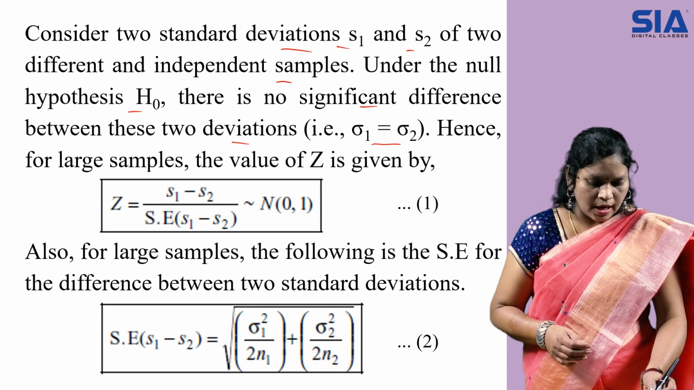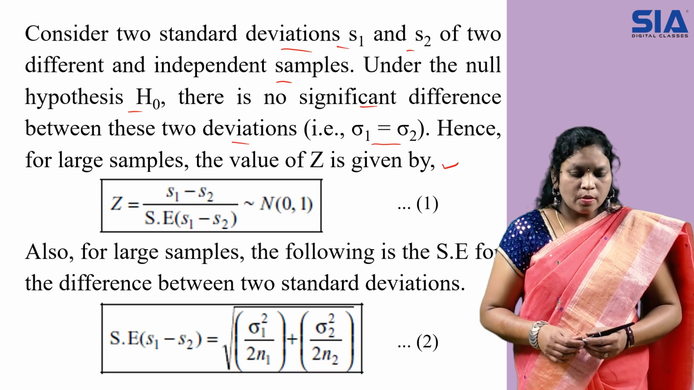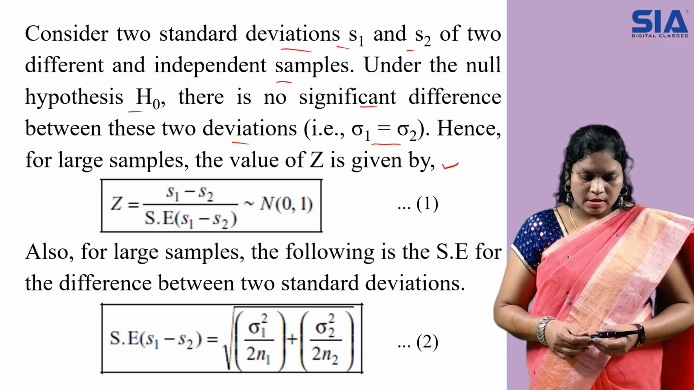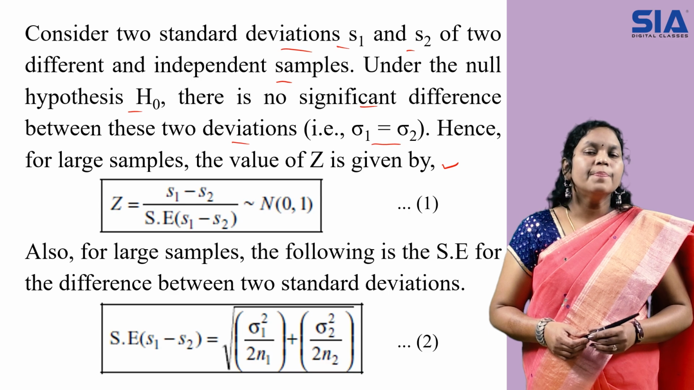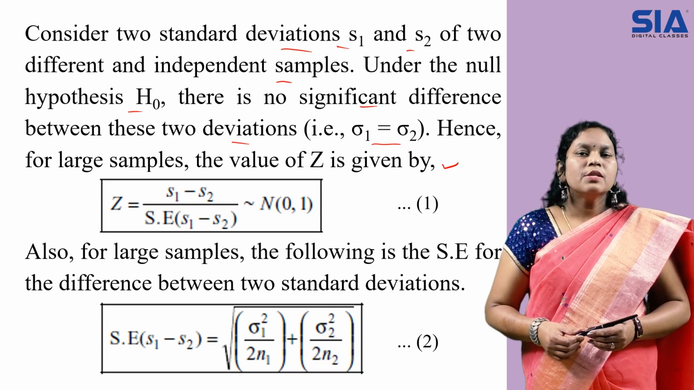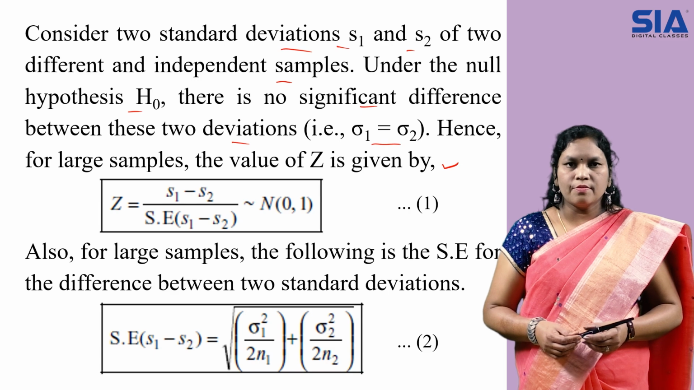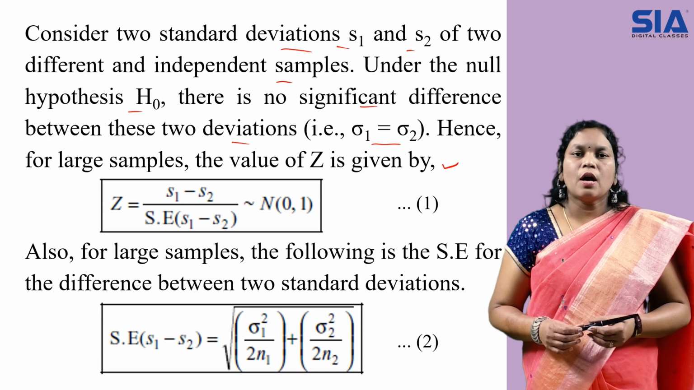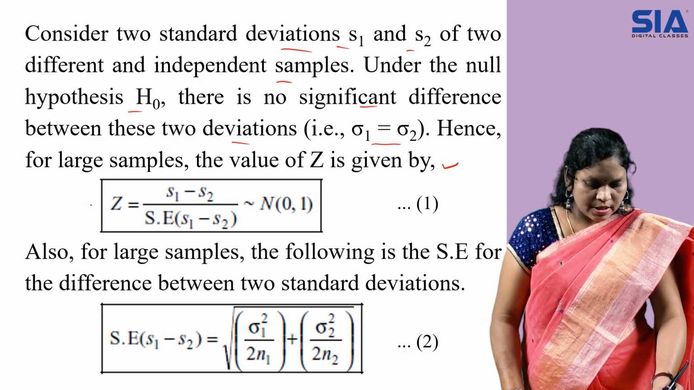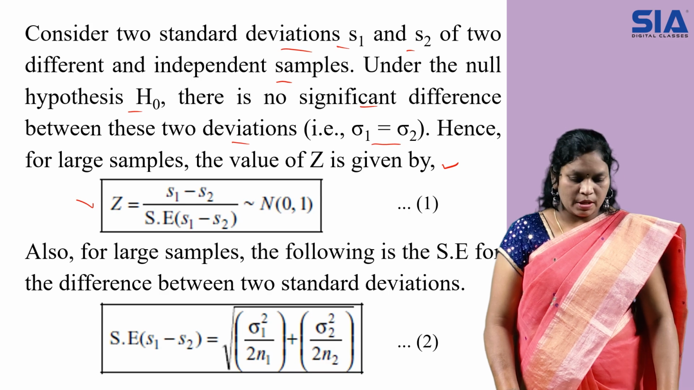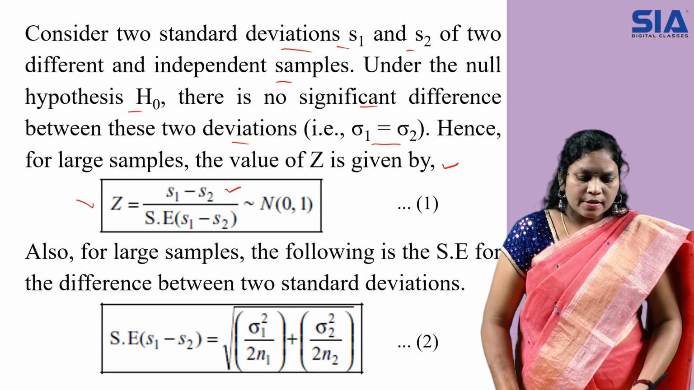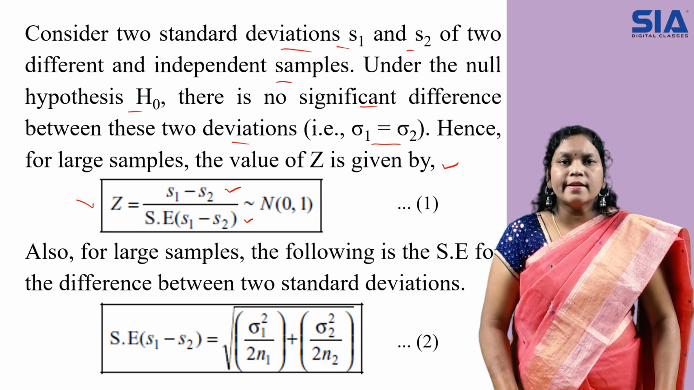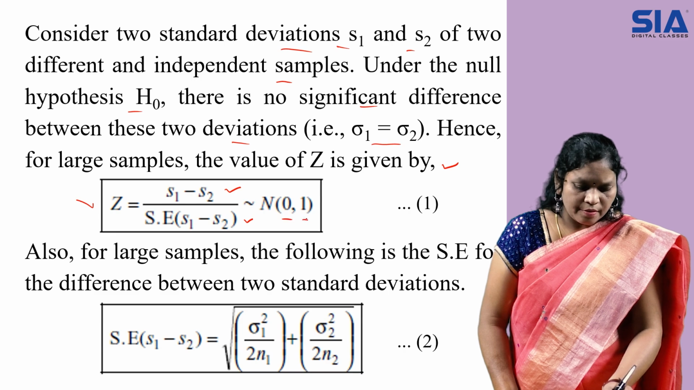Next, hence for large samples the value of Z is given by. Always in this unit we'll discuss large samples, right? All the large samples will come mostly from the normal distribution, the standard normal. The same formula that we learned in SEM 2 will be applied here, and we'll implement that for the standard deviations. Let us check how it will be converted. Z is equal to, because we have standard deviations, S1 minus S2 divided by the standard error of S1 minus S2, which comes from the standard normal distribution, that is with mean 0 and variance 1.